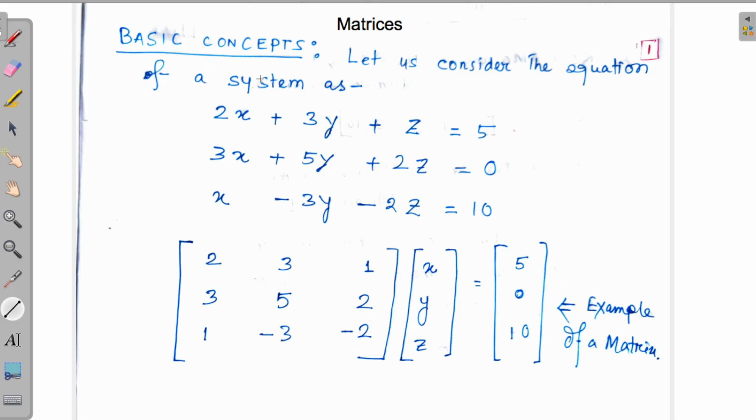Hello friends, today I'll discuss the basic concepts of matrices. Let's consider the equations of a system like this. Twice x plus 3y plus z is equal to 5, the first equation. Then 3x plus 5y plus 2z is equal to 0, the second equation. And x minus 3y minus 2z is equal to 10, the third equation.